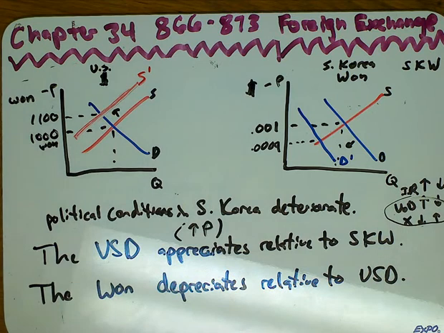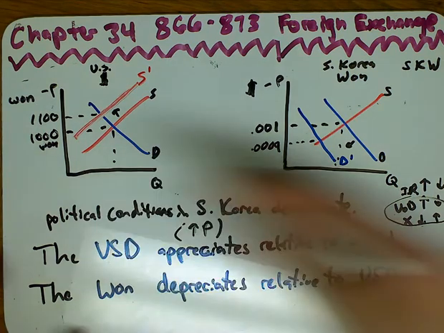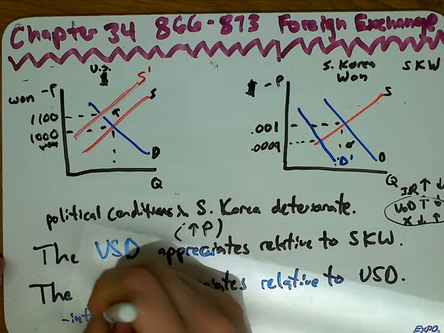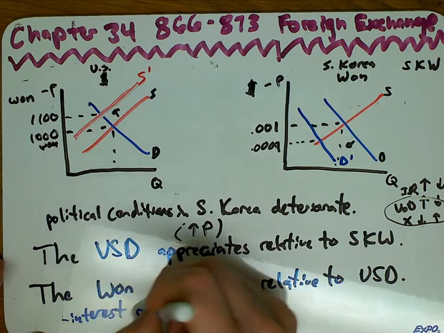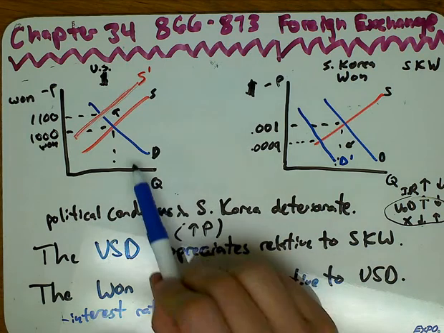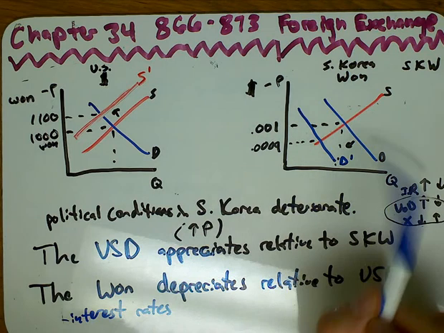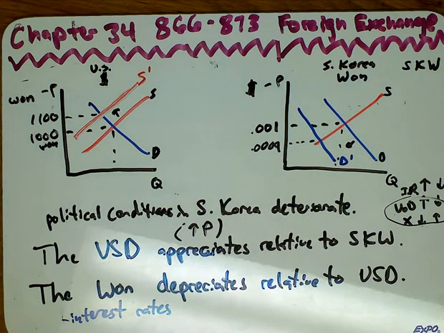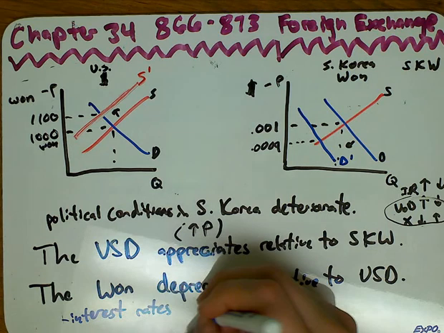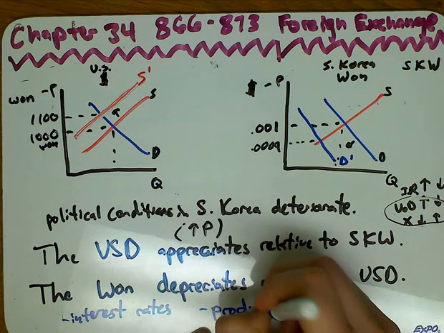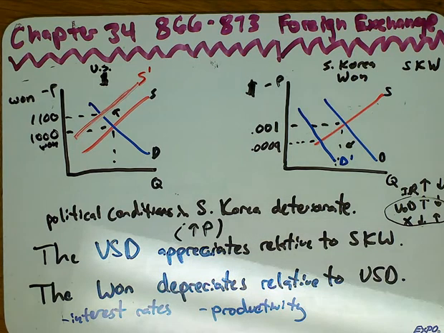Now, there are a bunch of other reasons why these graphs can change. It's on page like 873, but some of the reasons would be interest rates. For example, if the interest rate in the United States goes up, Koreans will demand more dollars, and therefore they will have to supply more won. Therefore, you can determine what happens. Let's say that there is a change in productivity. If the Koreans are more productive, then they will demand more U.S. goods, and so on and so forth. So you can determine what happens there.